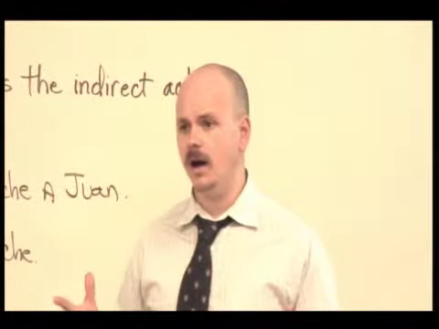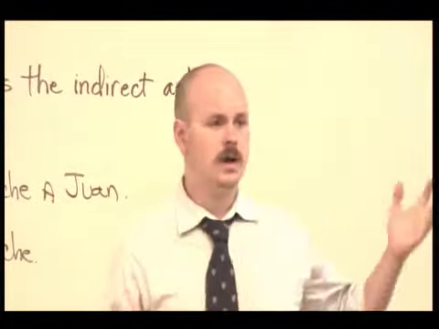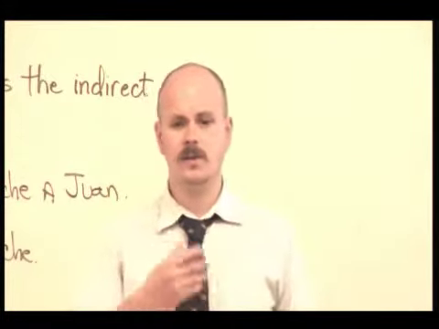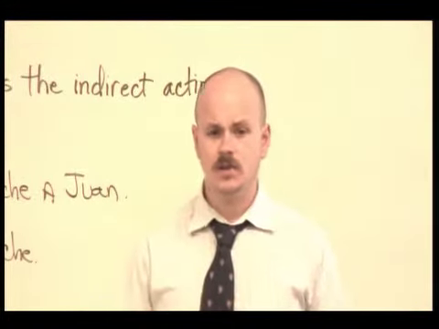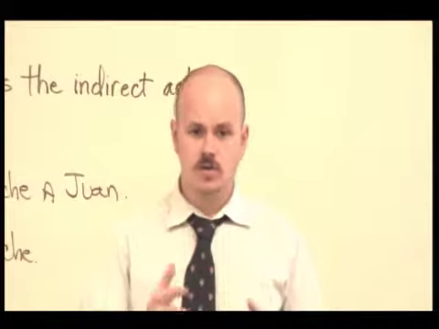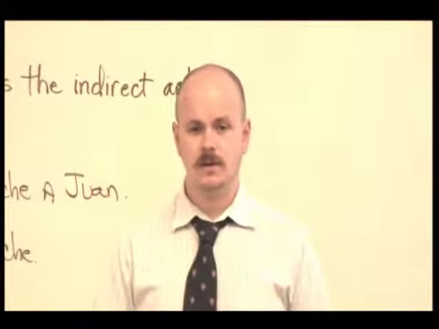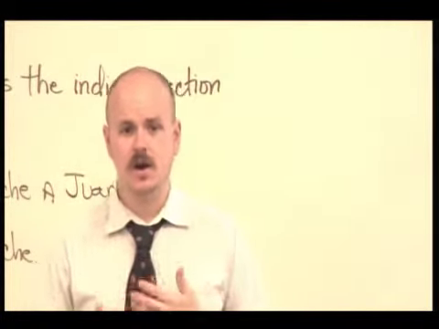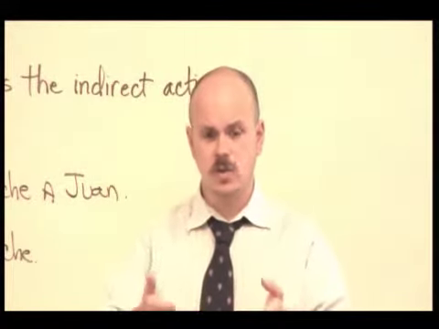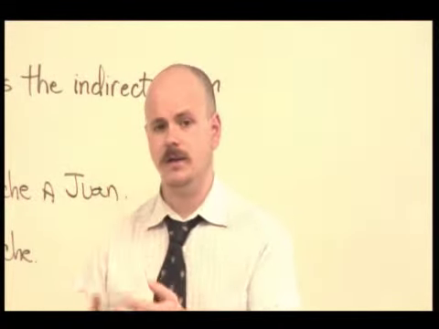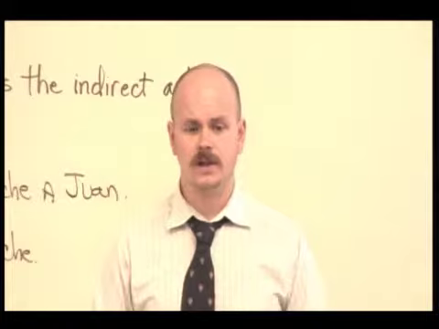I offer my sweater to Susie. Susie is the indirect object there. Sweater is the direct object. Right? I is the subject of the sentence. Offer is the verb of the sentence. Sweater is the direct object. And Susie is the indirect object.